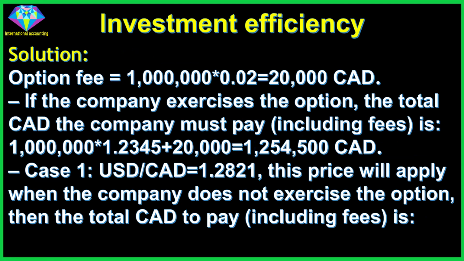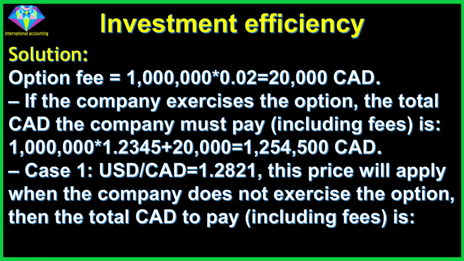Option fee equals 1 million multiplied by 0.02 equals 20,000 Canadian dollars. If the company exercises the option, the total CAD the company must pay, including fees, is 1 million multiplied by 1.2345 plus 20,000 equals 1,254,500 Canadian dollars. Case 1.